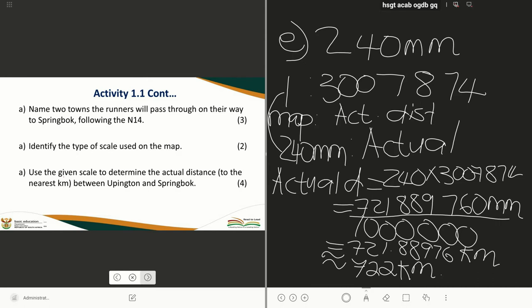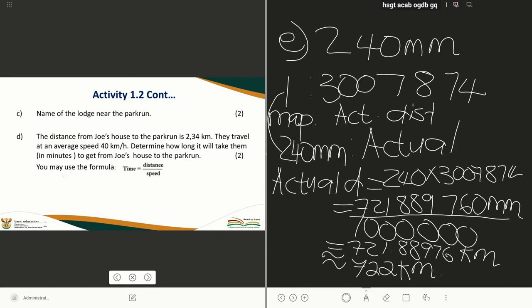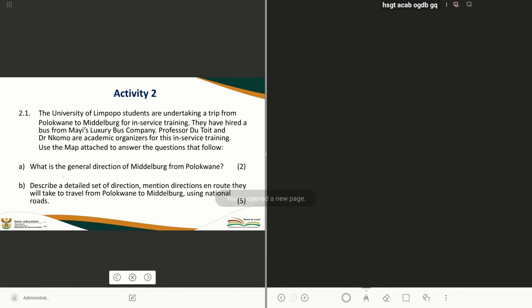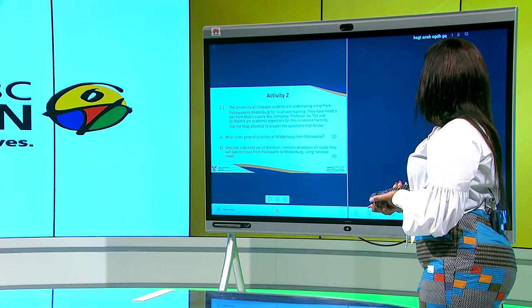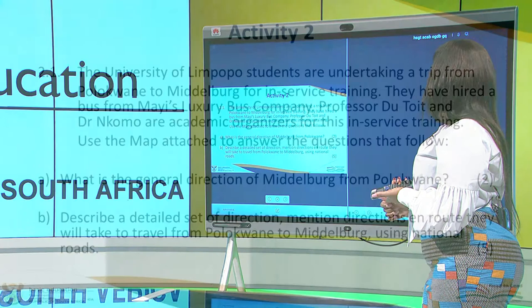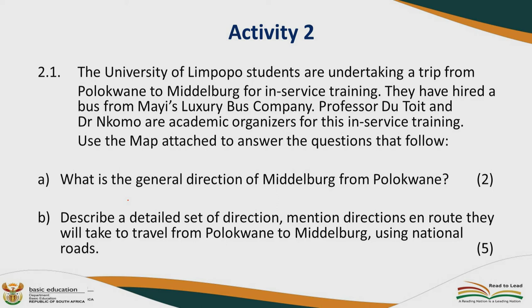Now, moving on to activity number two. We are done with activity one. Activity two. The University of Limpopo students are undertaking a trip from Polokwane to Middelburg for in-service training. They have hired a bus from Mai's Luxury Bus Company. Professor Dutoy and Dr. Nkomo are academic organizers for this in-service training. Use the map that is attached to answer the questions that follow.